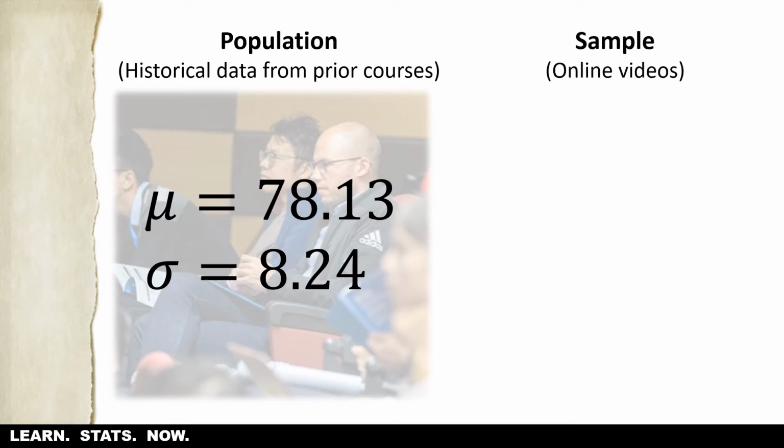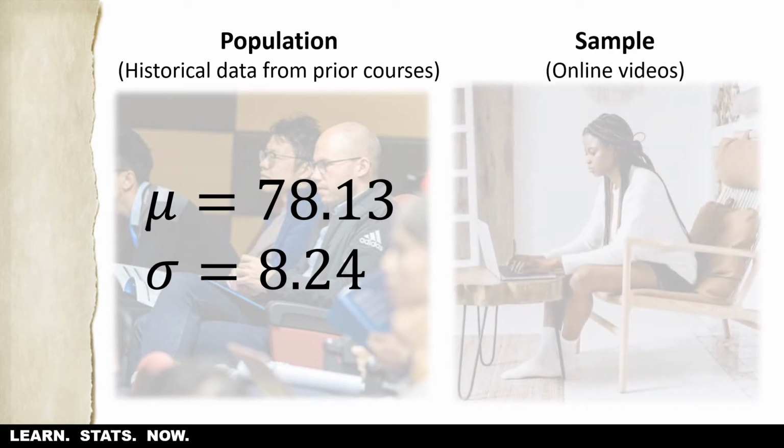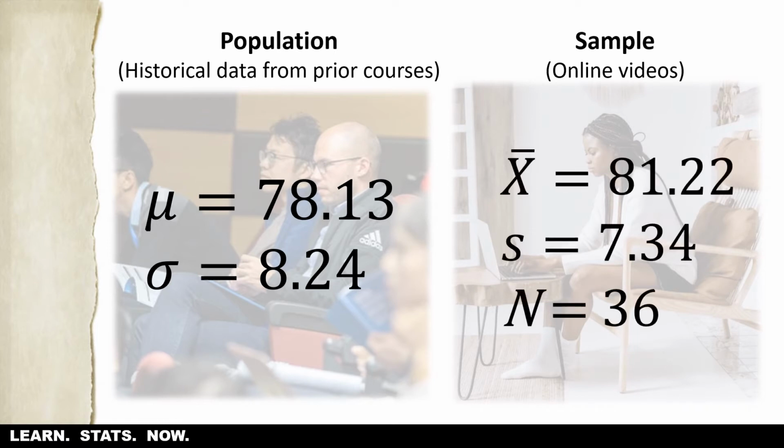We'll call that our sample. So they're using online videos, and let's say that they ended up with a sample mean of 81.22, a sample standard deviation of 7.34, and an N of 36. So there were 36 students in that class. What we're really interested in are these numbers right here.